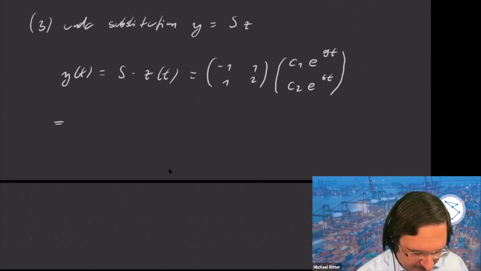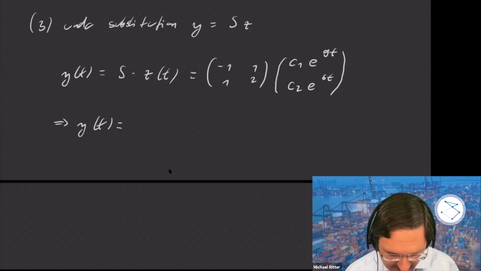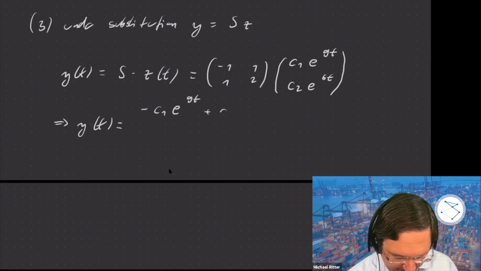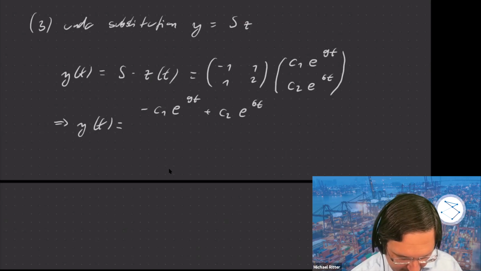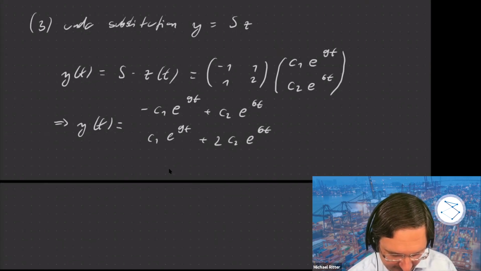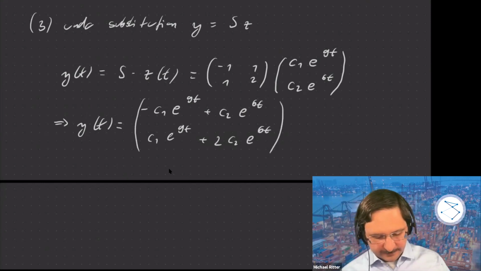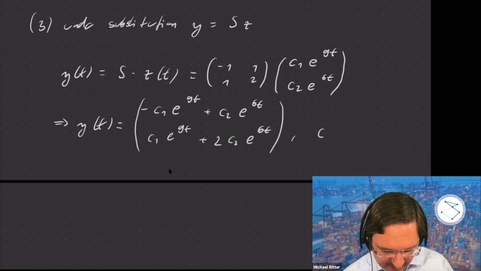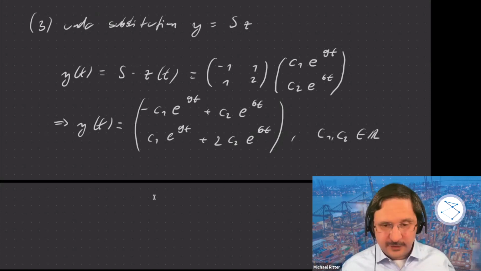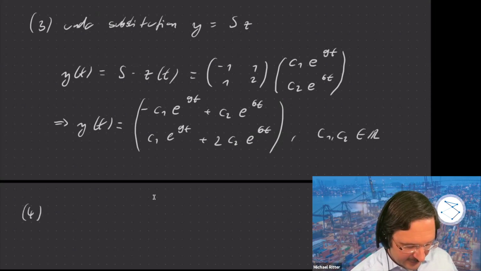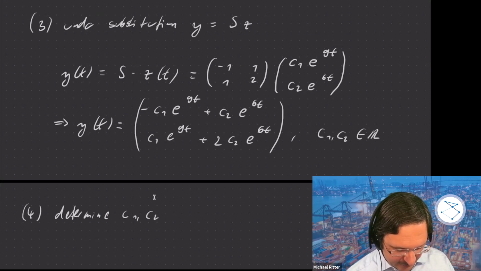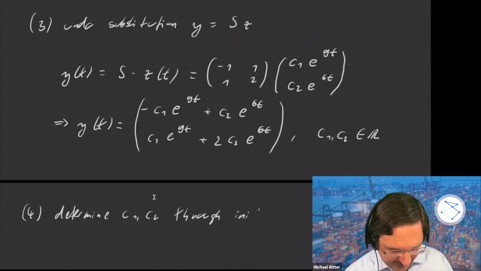So what do we get? Well, y of t is then minus c1 e to the 9t plus c2 e to the 6t, and c1 e to the 9t plus 2 c2 e to the 6t. So that's our general solution with constants c1, c2 in the real numbers. And finally, we have to determine those constants. That's step 4 then, by using the initial value conditions. So we determine c1, c2 through initial values.